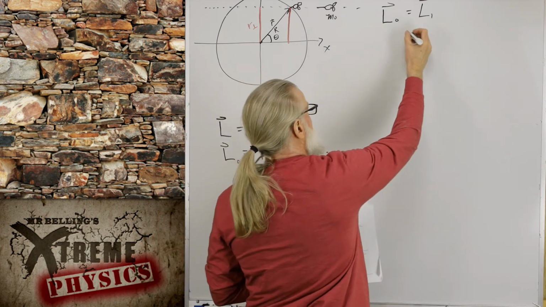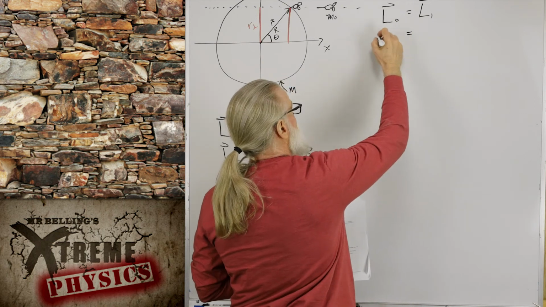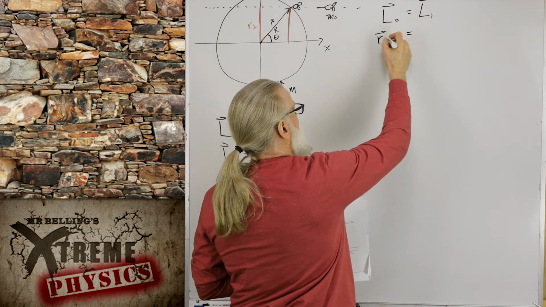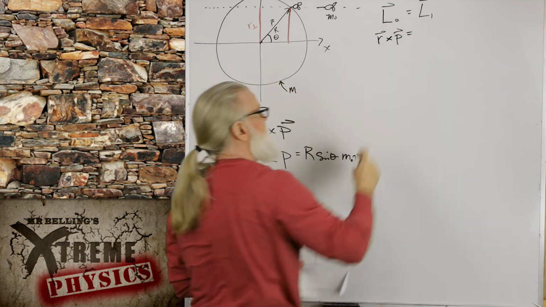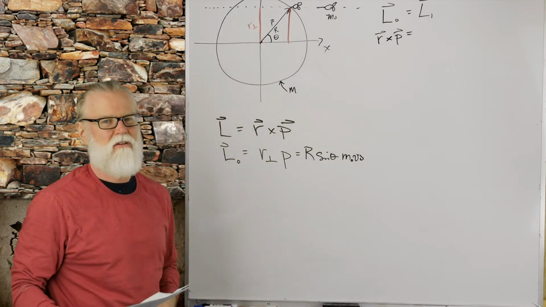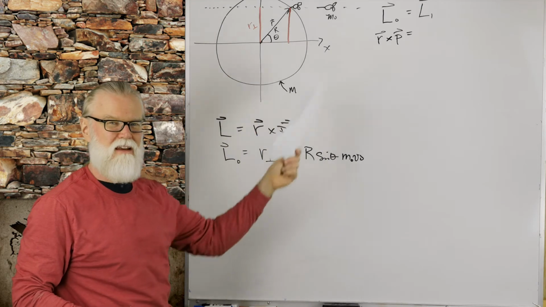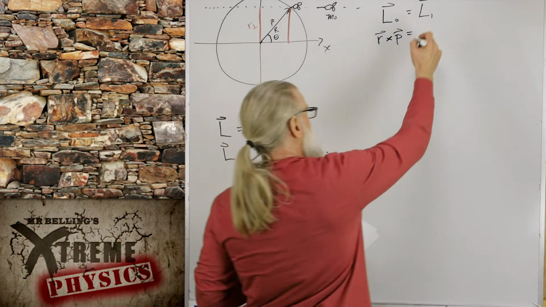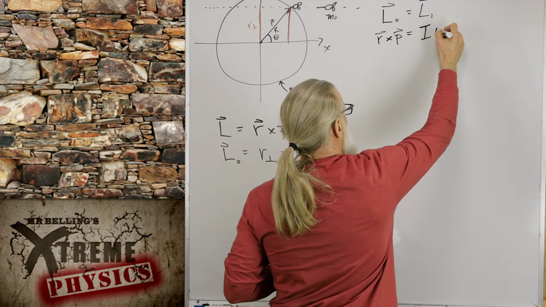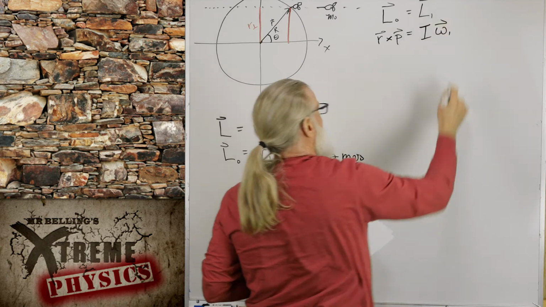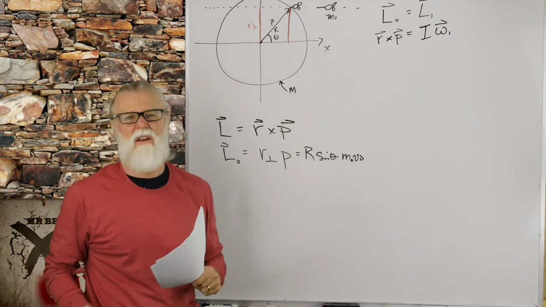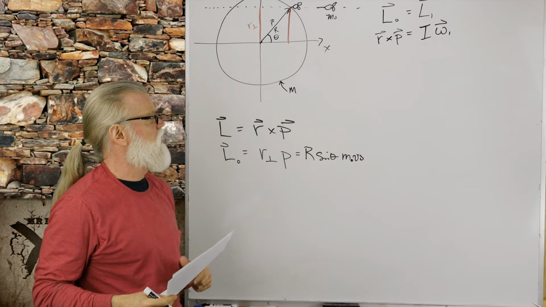All right. So initially, we're just going to use R cross P to find the initial angular momentum. And then afterwards, when it sticks in, we're going to have this thing rotating, so we can actually use I omega 1. Right, so that's going to be the general approach.